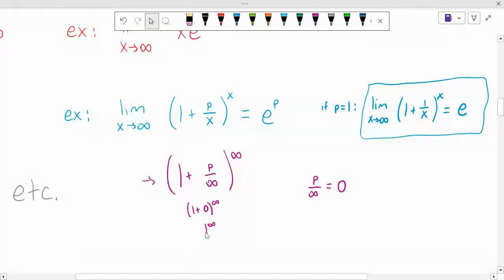And when that happens, yeah, that could be any value. So here, depending on the number p, that affects the value of the limit. So this kind of shows you that when you get 1 to the infinity, there's a whole range of values that it could possibly be equal to.